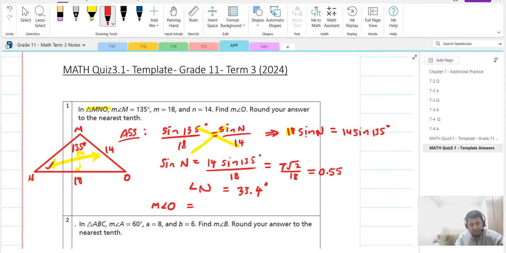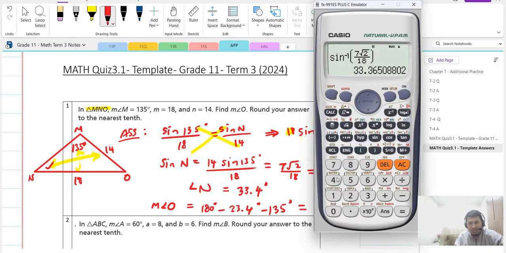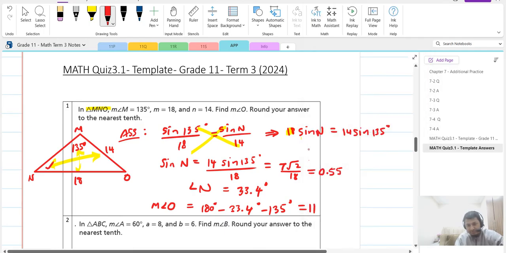The measure of angle O is equal to 180 minus 33.4 minus 135, because the sum of angles of a triangle is 180. So 180 minus 135 minus 33.4, I'm getting an answer of 11.6 degrees. I hope you're understanding, guys.